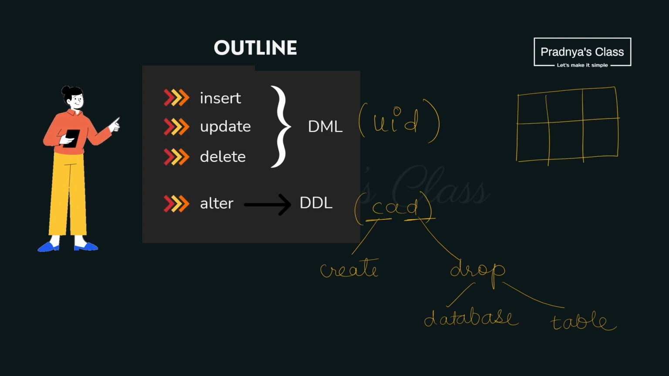Now we need to insert the records into it. For that we will be using the insert command. So these 3 DML commands, that is insert, update and delete, we are going to discuss. From the category of DDL commands we already discussed create and drop, but the discussion of the alter command is remaining. That also we will do.